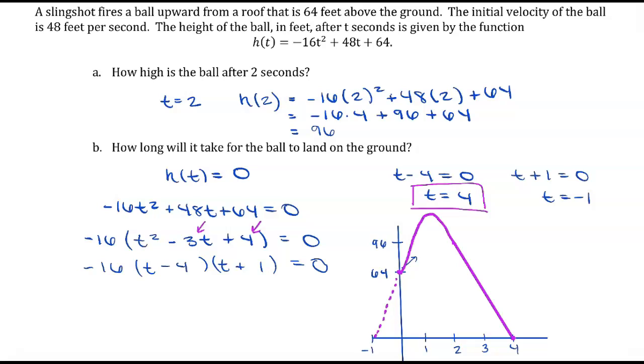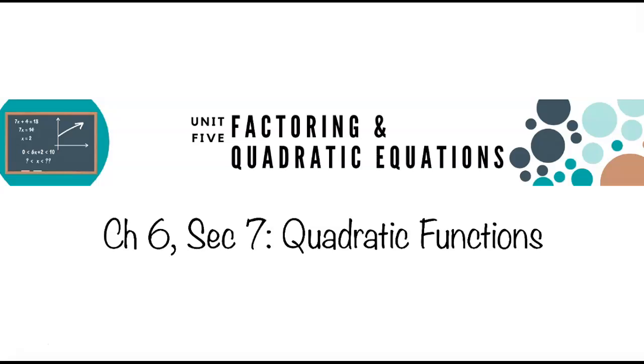This also brings up an important point about context when doing applied problems. When you're stating the solution to an application problem, make sure you read the context and that your solution makes sense. Giving a solution of t equal to negative 1 in this case does not make any sense with the context of the problem. So take that extra few seconds and make sure that the solution that you got fits the scenario. And that will conclude this lecture video on quadratic functions.